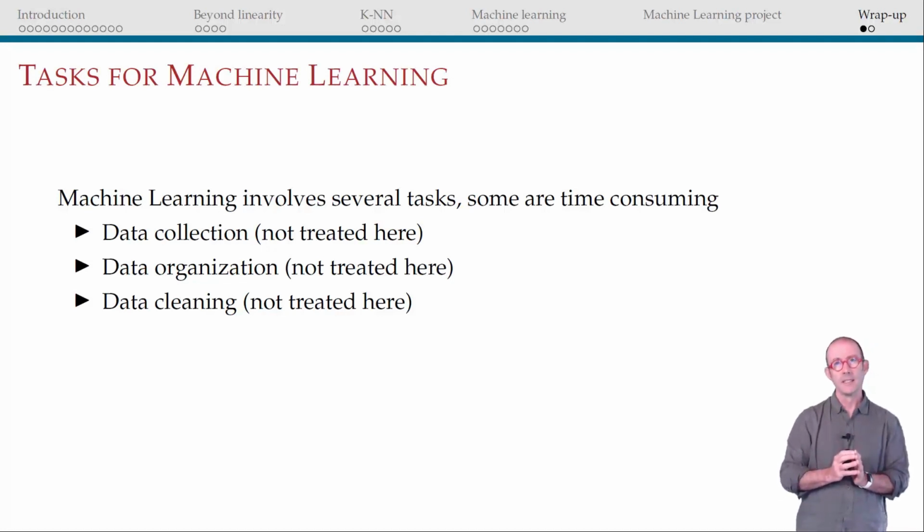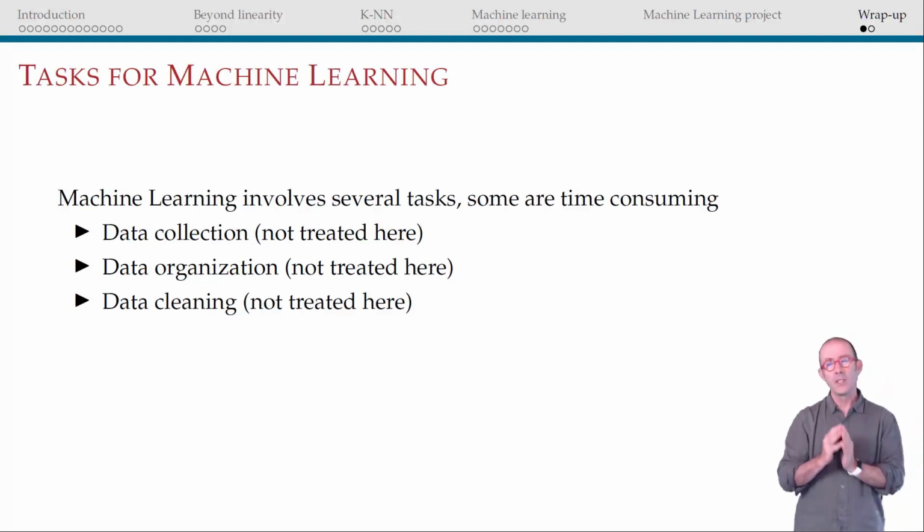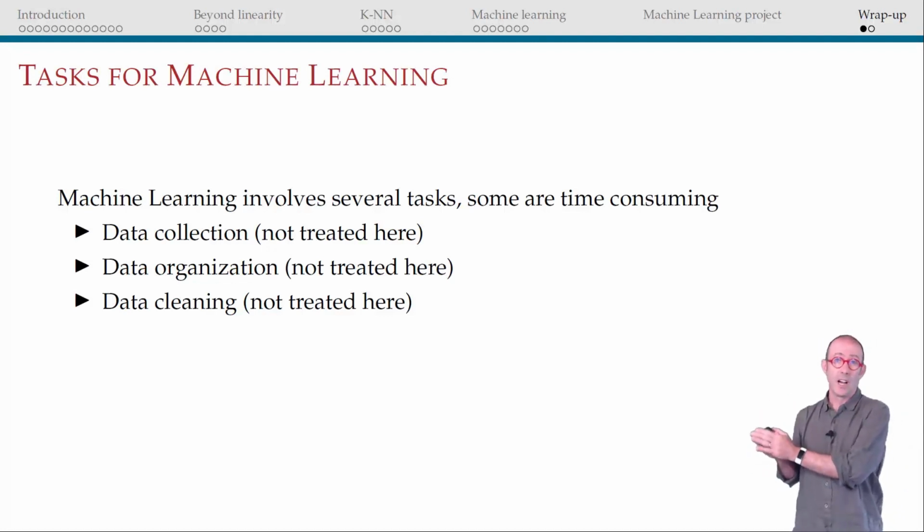There is a very popular sentence: trash in, trash out. It means that if your data collection is not good, or not well organized, or not reduced in a good way, or not cleaned well, there is no point in expecting your machine learning project to provide you with a good outcome.